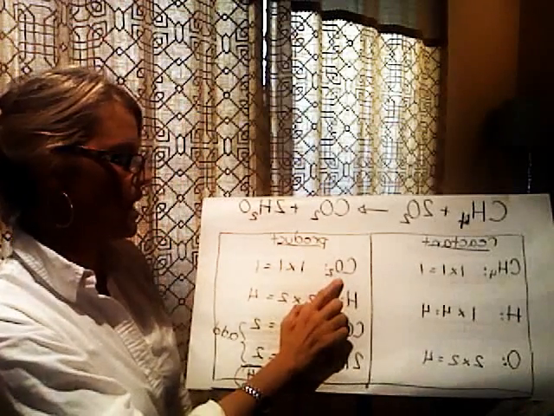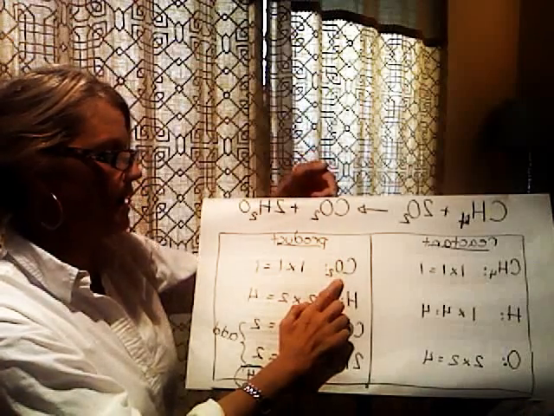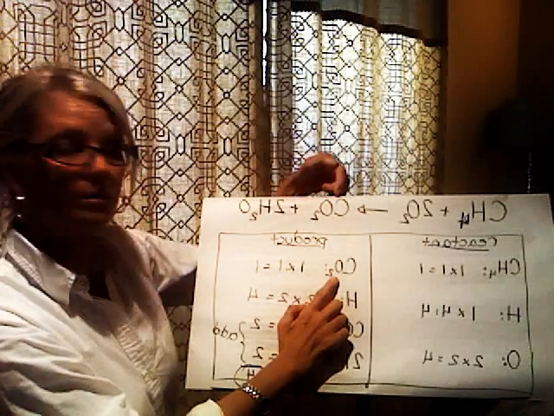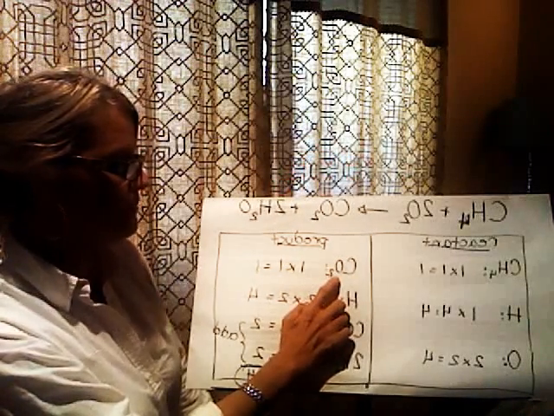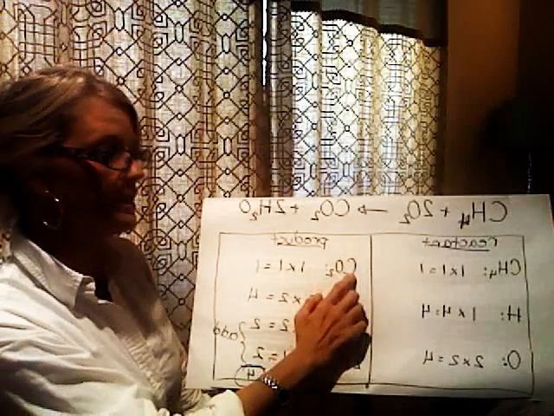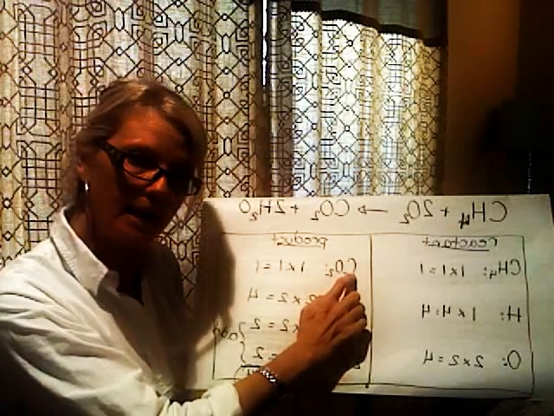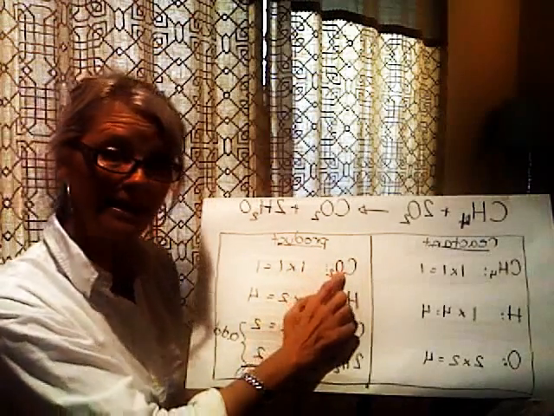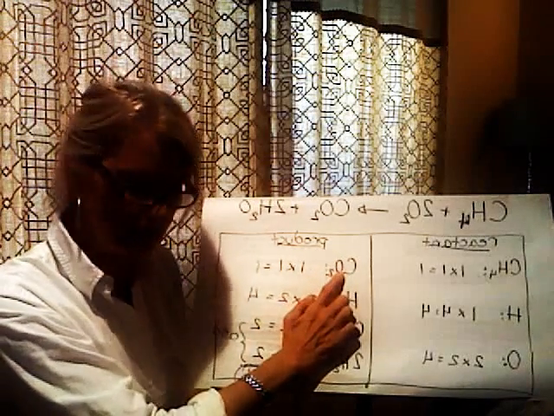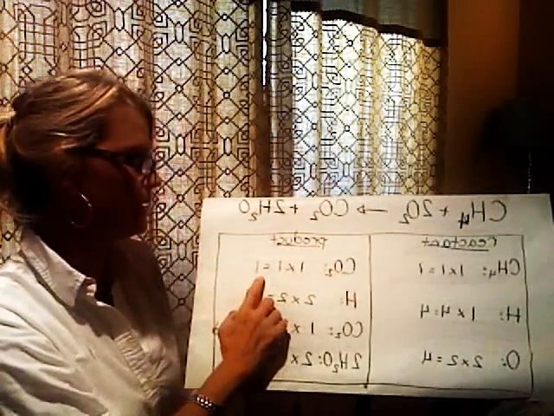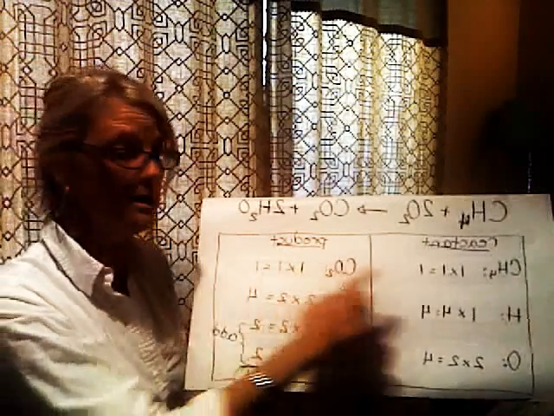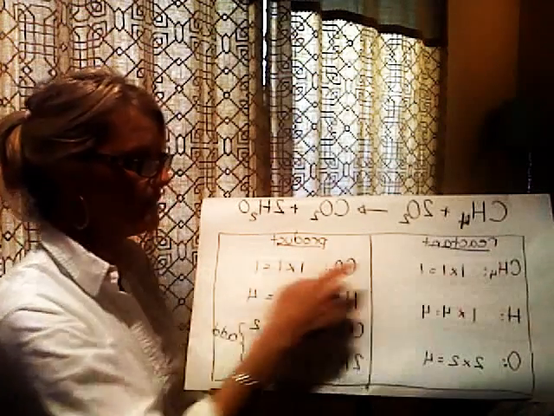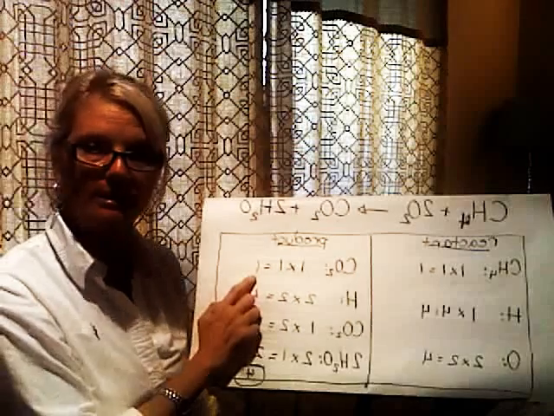Next, we look at our carbons in the carbon dioxide molecule on our product side. We look to the left. There is not a number to the left of this, so that is 1. We look to the number to the right and see if there's a subscript. There is no subscript there, so that is 1. Okay, 1 times 1 is 1. Our carbon here is 1. Our carbon here also is 1.